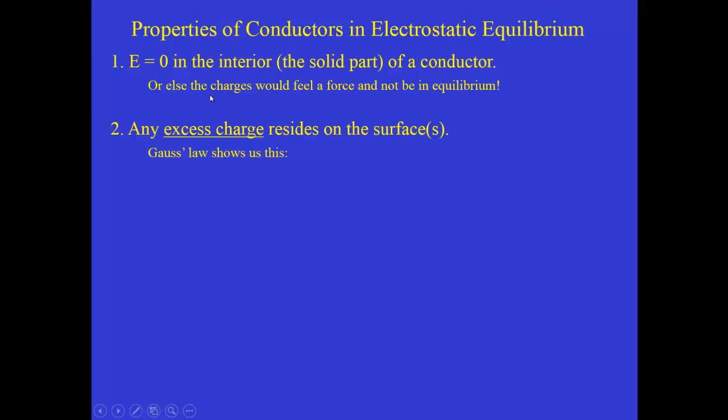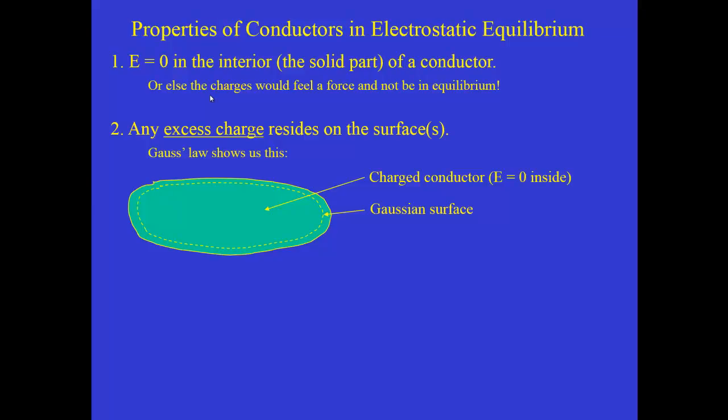Secondly, if you have a conductor that's not neutral, but has an excess charge, we've somehow charged it up by transferring additional charge to it, any excess charge resides on the surface. And Gauss's law shows us how we can deduce this property. Imagine a solid slab of conductor here that has this sort of ellipsoidal type of shape, and inside the conductor we know, if it's in equilibrium, that E is equal to zero. We assume we have put some charge on this conductor and we want to find out where it is.